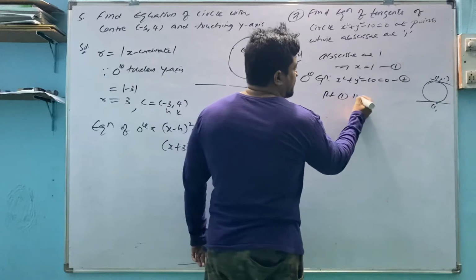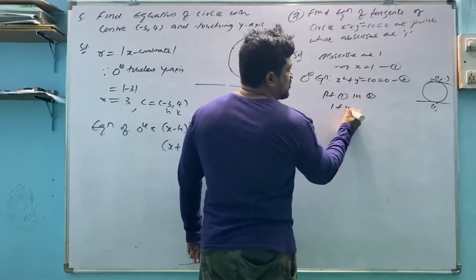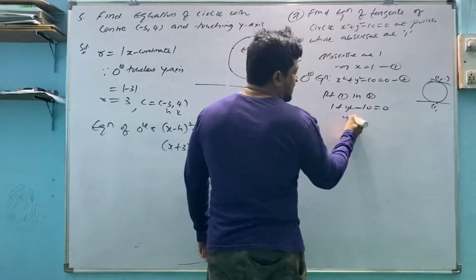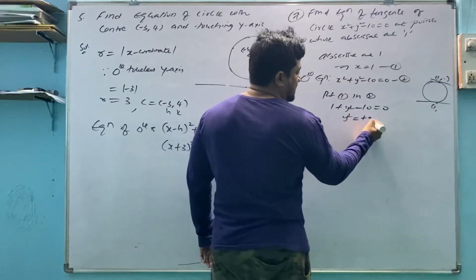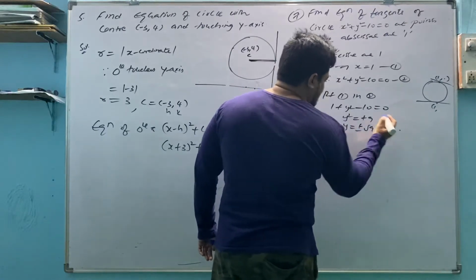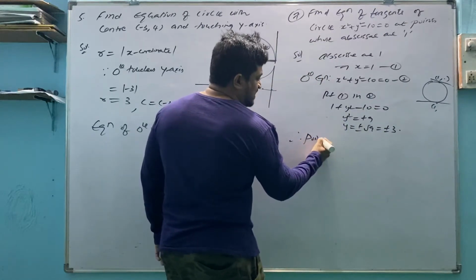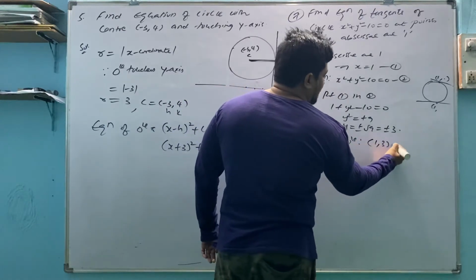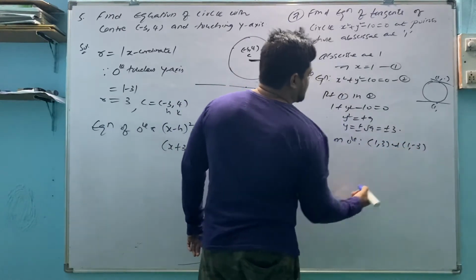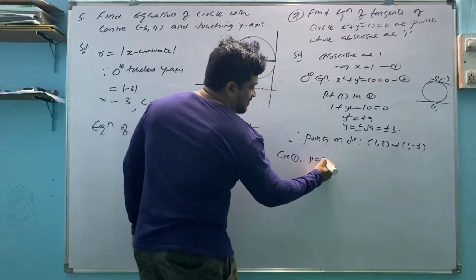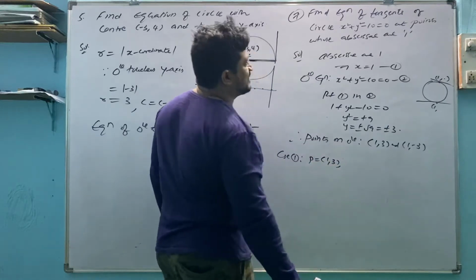Substitute both. Put 1 into 1 plus, because the point is on the circle, so substitute this and you will get the remaining coordinate. Plus 9, y is equal to plus or minus root 9, that is plus or minus 3. Therefore, we now have the points on the circle: 1, 3 and 1, minus 3. Case 1: point on circle 1, 3, and what is given to us?